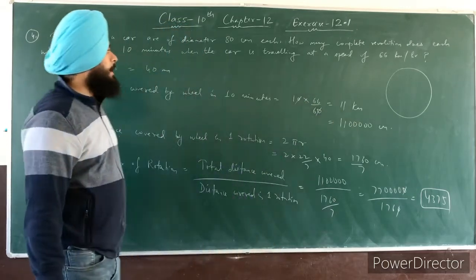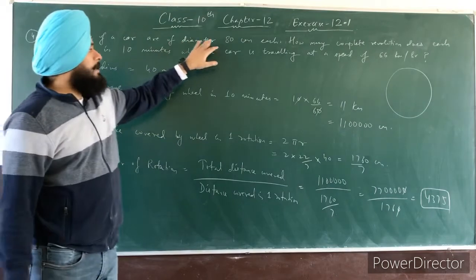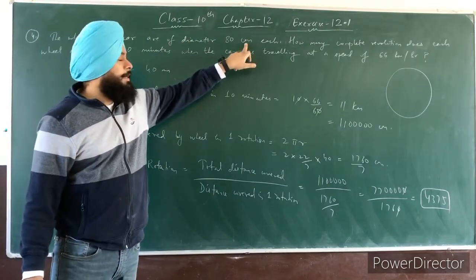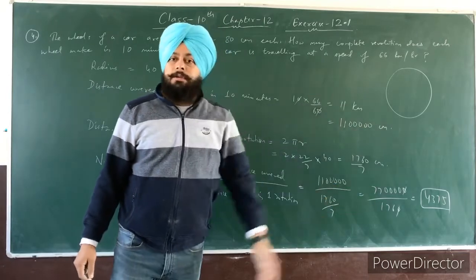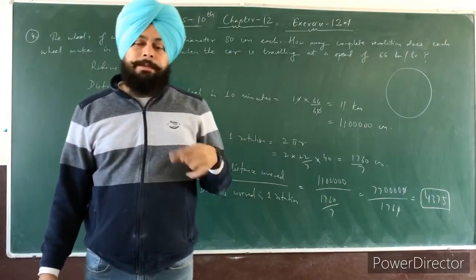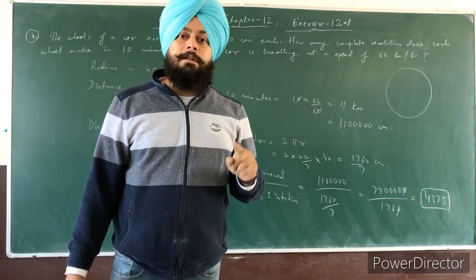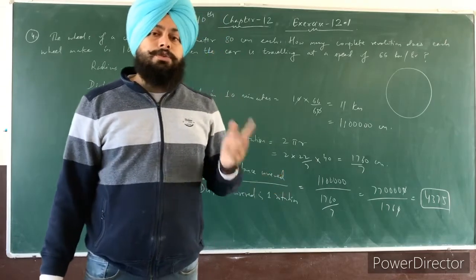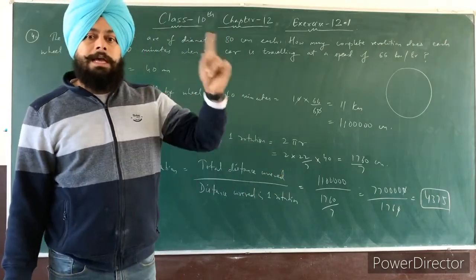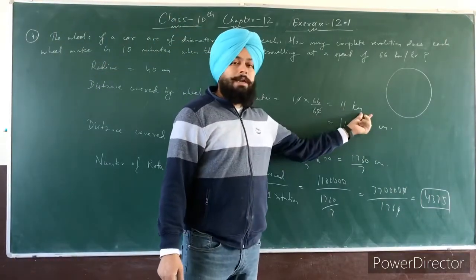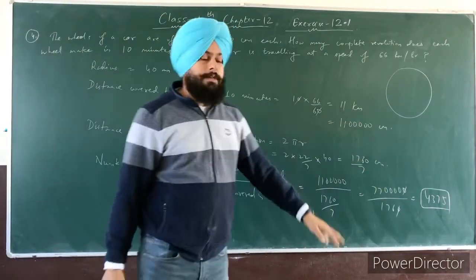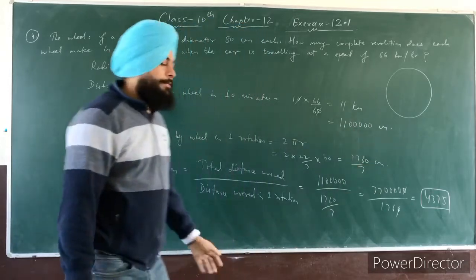Now you can see here the diameter of wheel is given, that is 80 centimeter. So you have to convert this kilometer in centimeter. In 1 kilometer there are 1000 meter, and in 1 meter there are 100 centimeter. So you should multiply with 1 lakh centimeter. So it is 11 into 1 lakh, 11 lakh centimeter. There are 5 zeros.